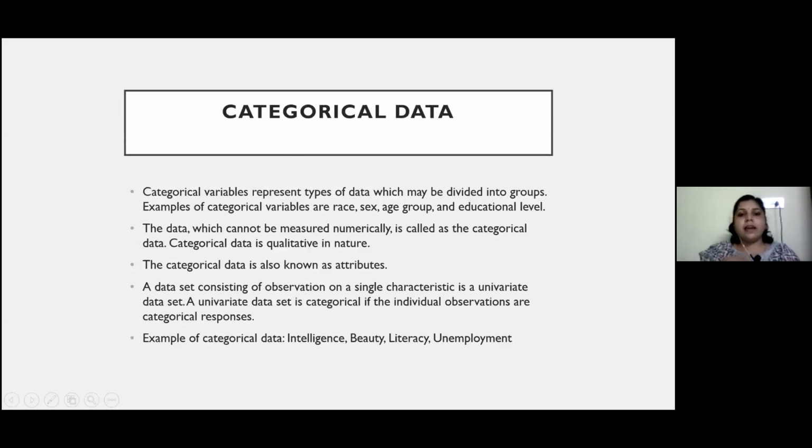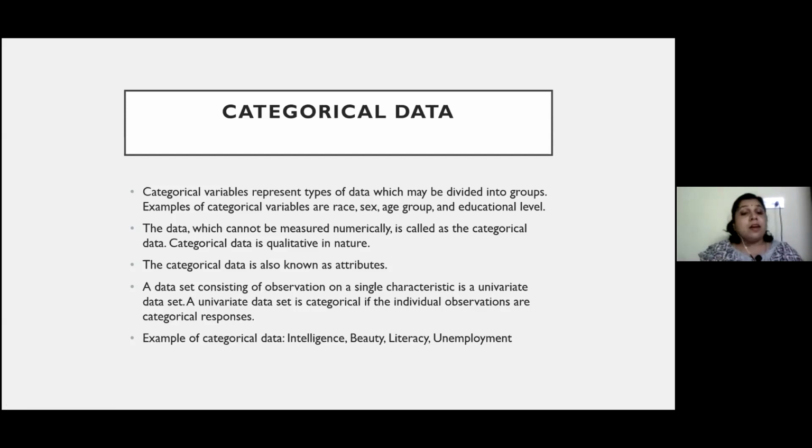Categorical data. Categorical variables present types of data which may be divided into groups. Examples of categorical variables are race, sex, age group, and educational level. The data which cannot be measured numerically are also called categorical data, which we have seen in the last class.